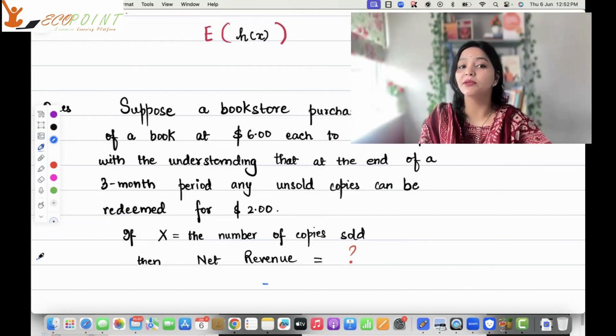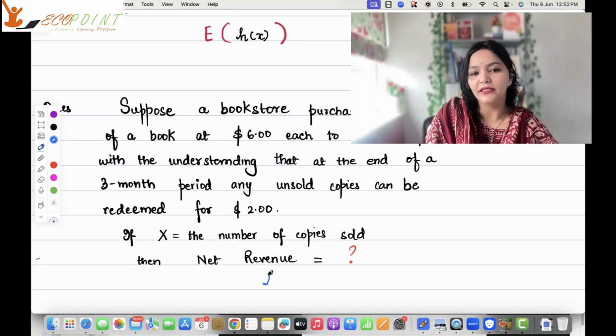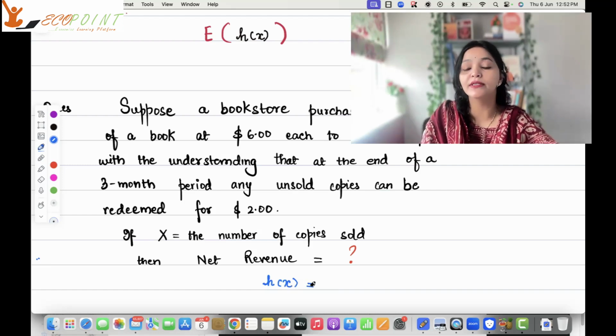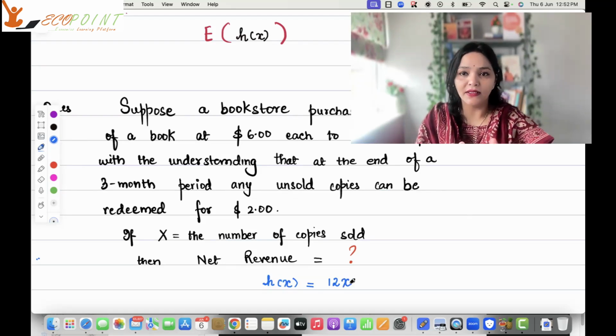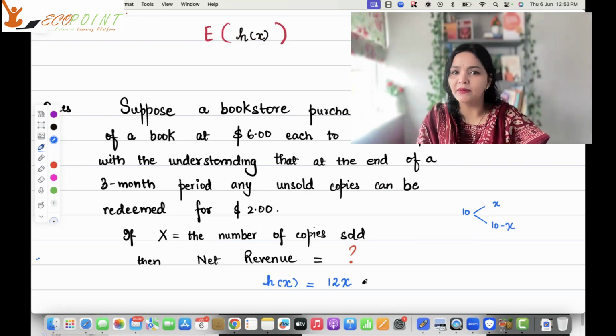Now, the net revenue depends on the number of copies that you've sold, right? So, net revenue, I can call it the function h(x), where x is the number of copies that you've sold. You are selling for $12, so that means you will be fetching a revenue of 12x. X is the number of copies that you have sold. In total, you have 10 copies. If you are selling X, that means you're not able to sell 10 minus X. Ultimately, it's given that after a 3-month period, you can redeem the copies which are not sold for $2, right?